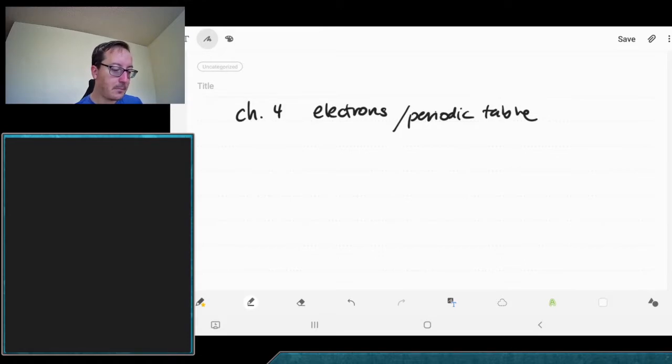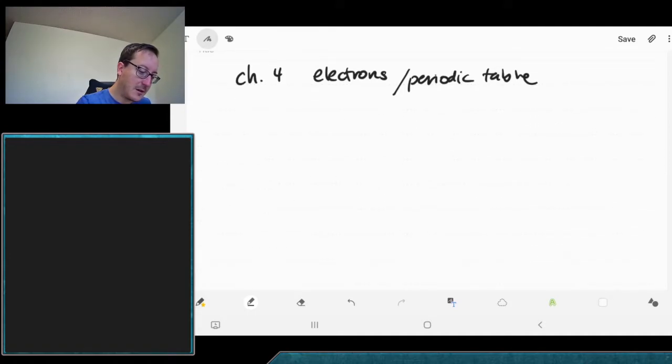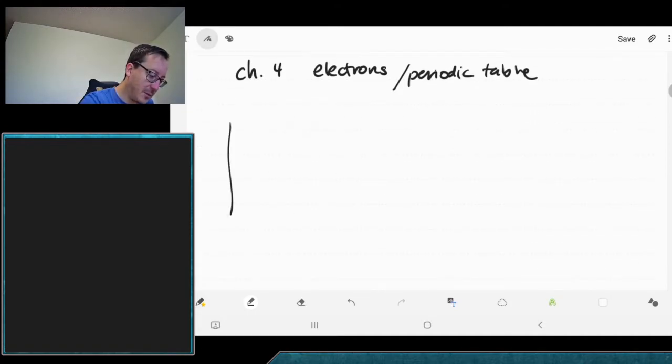Often we like to start talking about the periodic table, then talk about electrons, and then talk about the periodic table again. It's an interesting way of teaching it. So let's just take a look at the periodic table and some basic terminology.